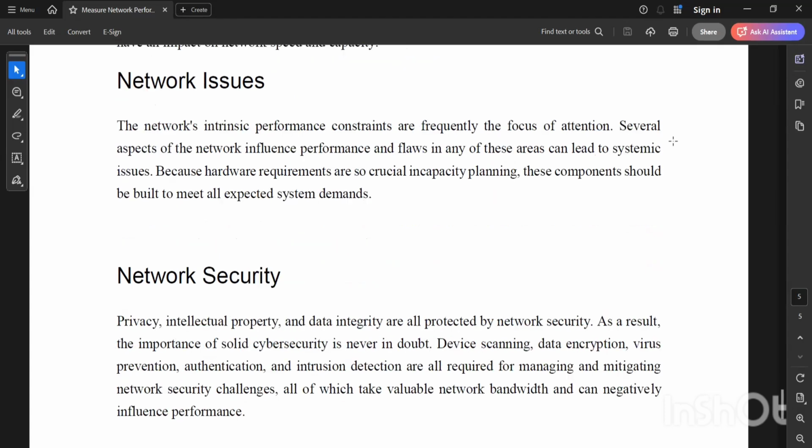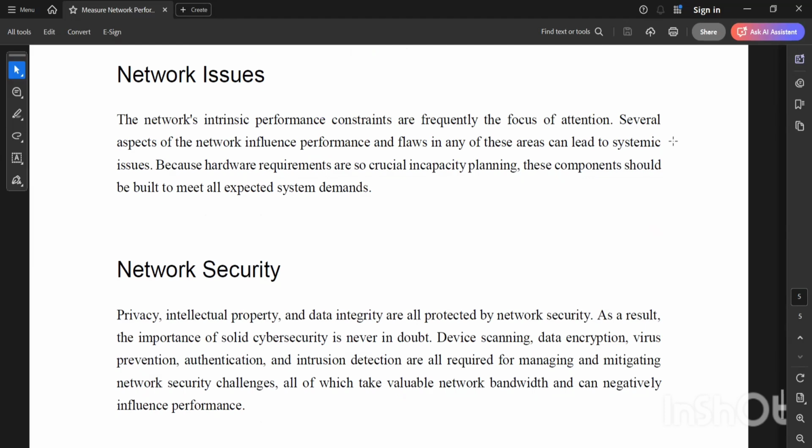Network issues. The network's intrinsic performance constraints are frequently the focus of attention. Several aspects of the network influence performance, and flaws in any of these areas can lead to systematic issues. Because hardware requirements are so crucial in capacity planning, these components should be built to meet all expected system demands.